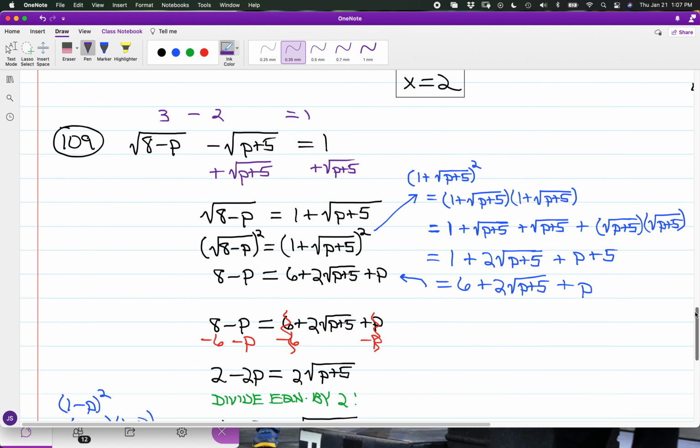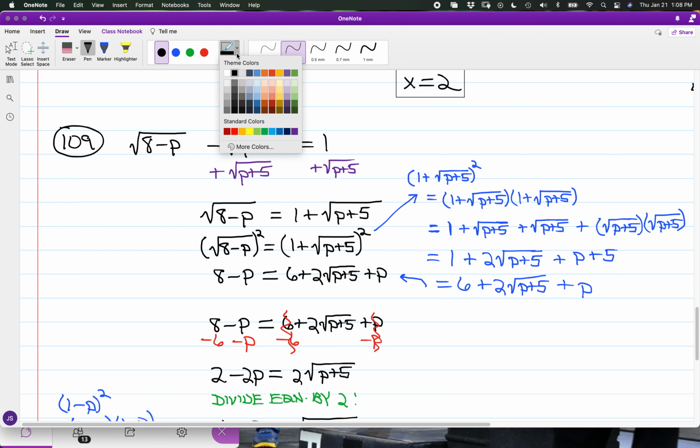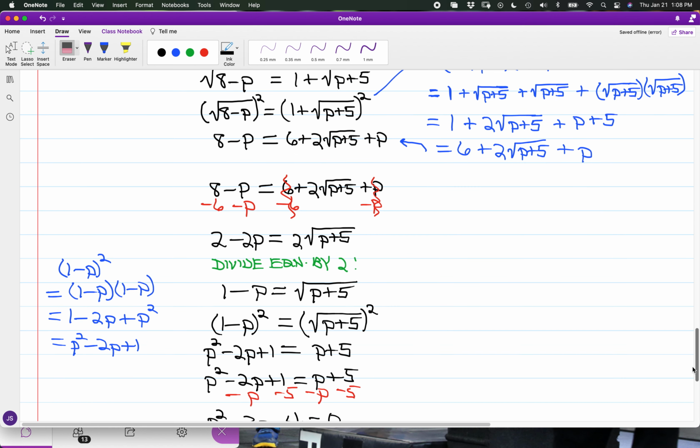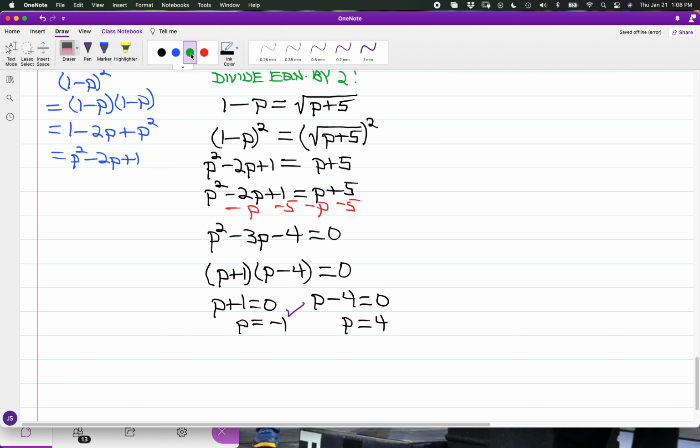If I take what I have for p equal to 4, I have 8 minus 4 is 4, square root of 4 is 2. 4 plus 5 is 9. Square root of 9 is going to be 3. But I have 2 minus 3. And guess what? 2 minus 3 is equal to negative 1, which does not gel because negative 1 does not equal 1. So while negative 1 works for p, it's not going to pass muster whenever the variable is set equal to 4.